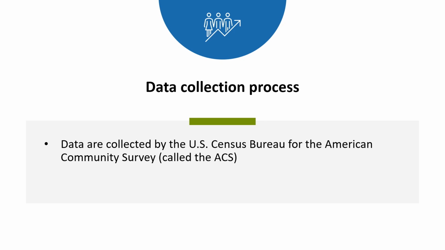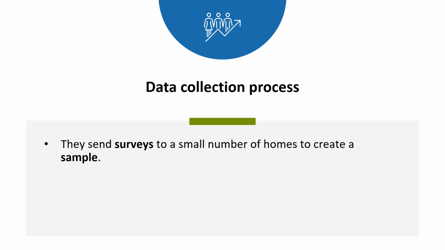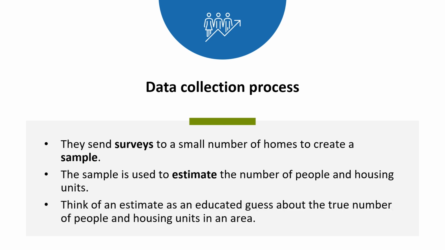Most of the dashboards contain data collected by the U.S. Census Bureau for the American Community Survey, also called the ACS. Unlike the decennial census, the Census Bureau does not attempt to count all people in housing units for the ACS. Instead, they send surveys to a small number of homes to create a sample. The Bureau then uses the sample to estimate the number of people and housing units. Think of an estimate as an educated guess about the true number of people and housing units in an area.